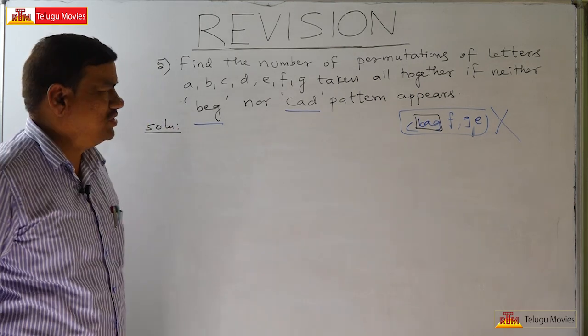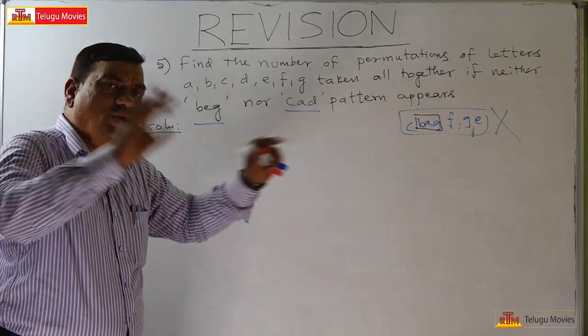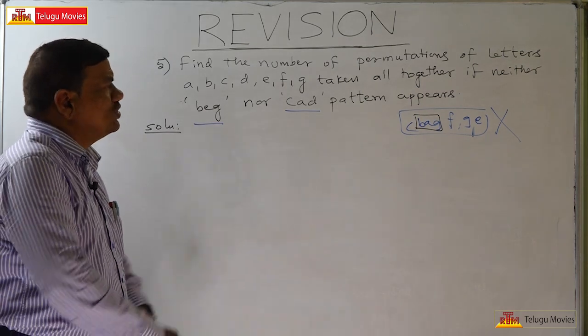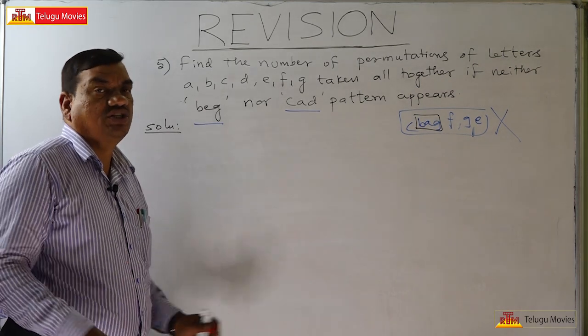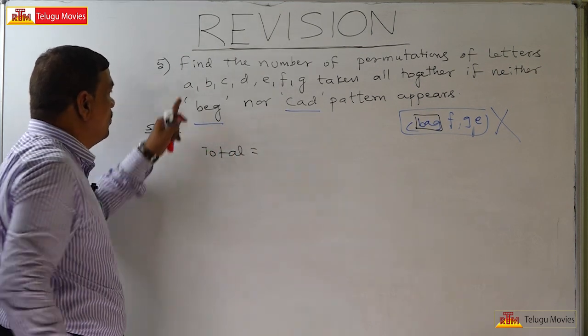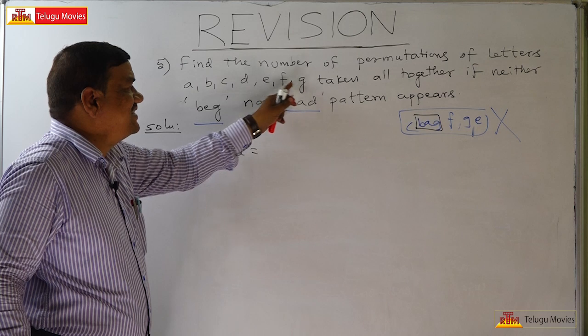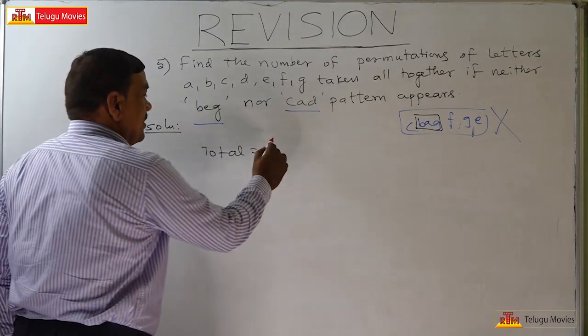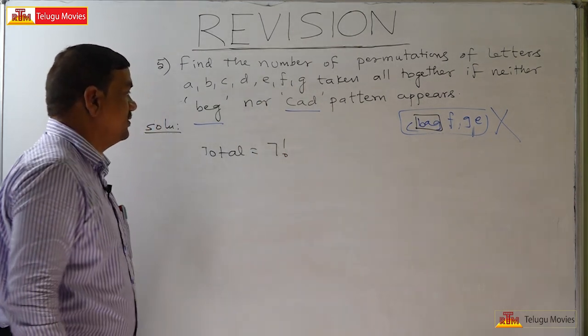Okay, then how to do this? It is a very simple problem. Don't overthink it. Without restrictions, what is the total number of arrangements? There are 1, 2, 3, 4, 5, 6, 7 letters, so 7 factorial. Understand this, 7 factorial.